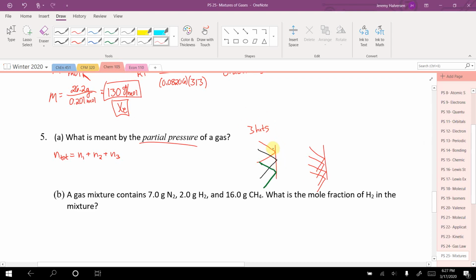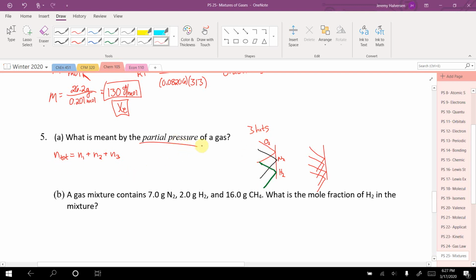The total hit, 3 total collisions. But one of those collisions was red, one was black, and one was green. So similarly, if red was O2, black was N2, and green was H2, oxygen's exerting a certain amount of pressure, nitrogen's exerting a certain amount of pressure, and hydrogen's exerting a certain amount of pressure, because the moles or the particles are all different.